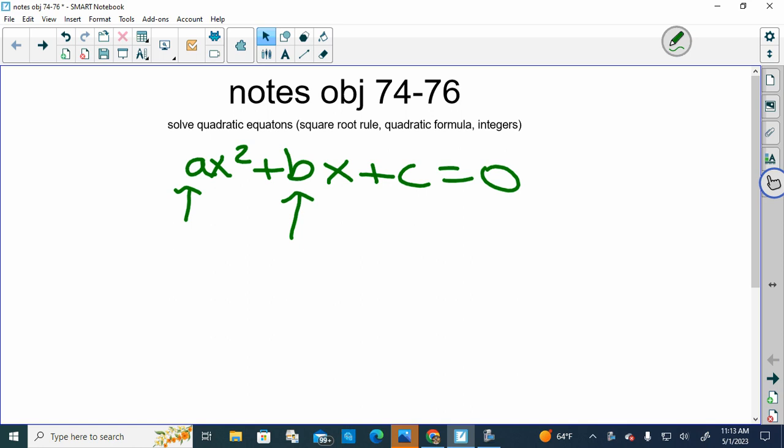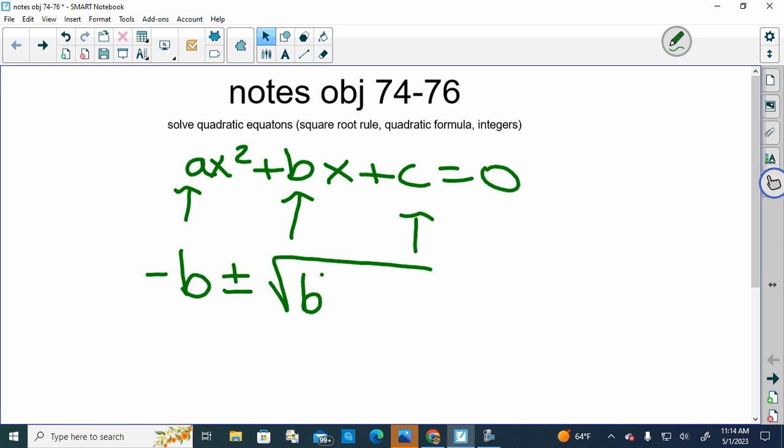The b is whatever is in front of the x, and sometimes it'll be just x, so that means there's a 1 there. Okay, and then the c. So we're using those 3 numbers to plug into the quadratic equation. This is the quadratic equation. So it's a negative b, and we always get 2 answers. Okay, so that's where the plus and the minus come from. You'll get this when we start plugging these in. And then we have a square root, and then it's b squared minus 4 times a times c. And then all of that's over 2 times a.